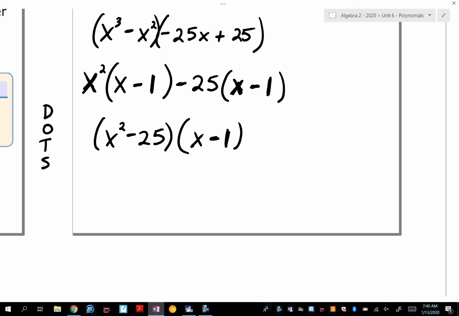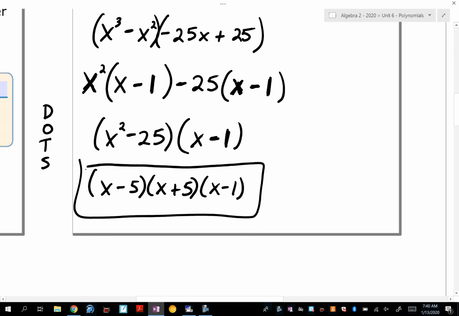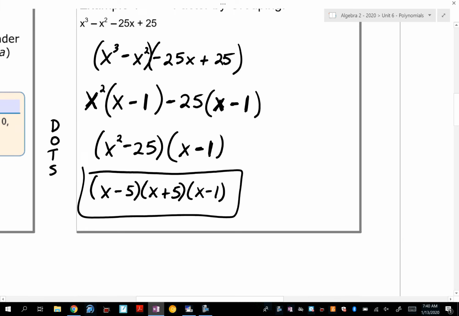Now, when you do that, you look at the x squared. What's the square root of x squared? Just x. What's the square root of 25? 5. So you're going to write x minus 5 times x plus 5 times x minus 1. Now, we are finished.